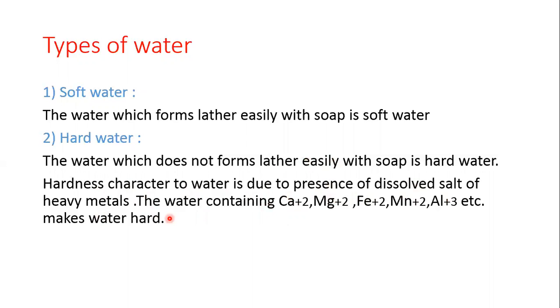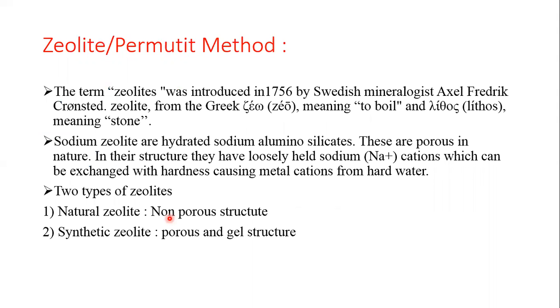And this hard water we can convert into soft water by using different softening methods like zeolite method, lime soda method and deionization. So in this topic we are going to cover two methods. First, the zeolite method, and the second one is the ion exchange method. So first we will talk about the zeolite method, which is also called the permutit method. Permutit is nothing but the exchange of the ions.